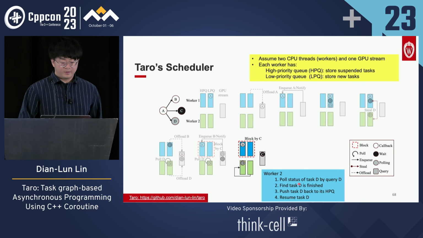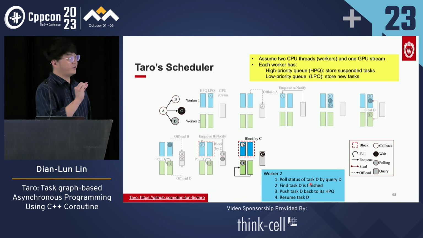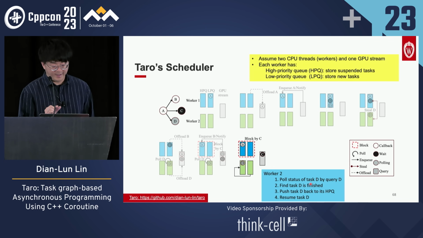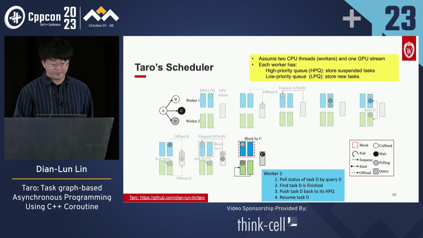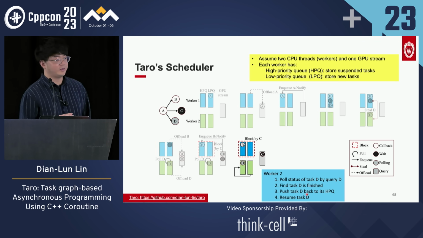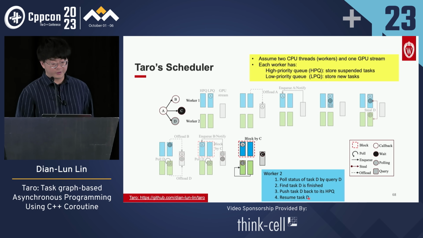For worker 2, it polls the status of task D by executing query D. And it finds out that task D is finished, so it pushes task D back to its high priority queue. And then finally, it will resume task D.